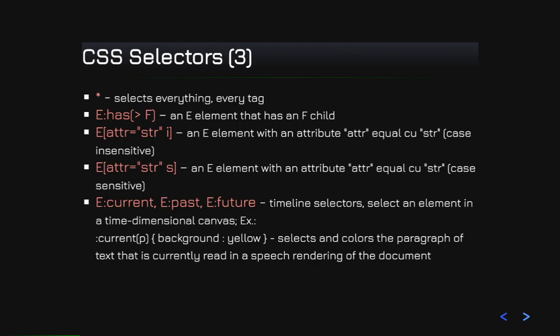There are also some selectors which deal with the timeline containers. For example, these ones, which are timeline selectors, select an element in a time dimensional canvas. There's an example here that colors the background yellow of the paragraph that is currently read in a speech rendering document. Okay, so it colors with background yellow the paragraph that is currently read.